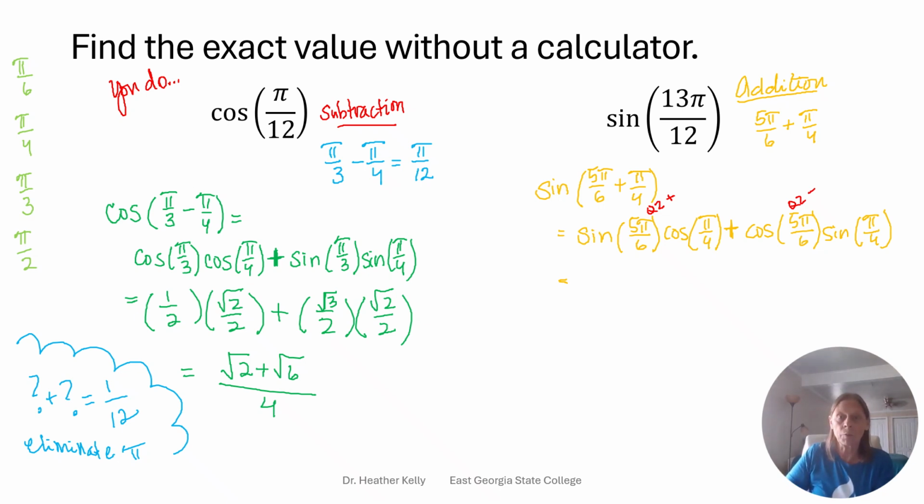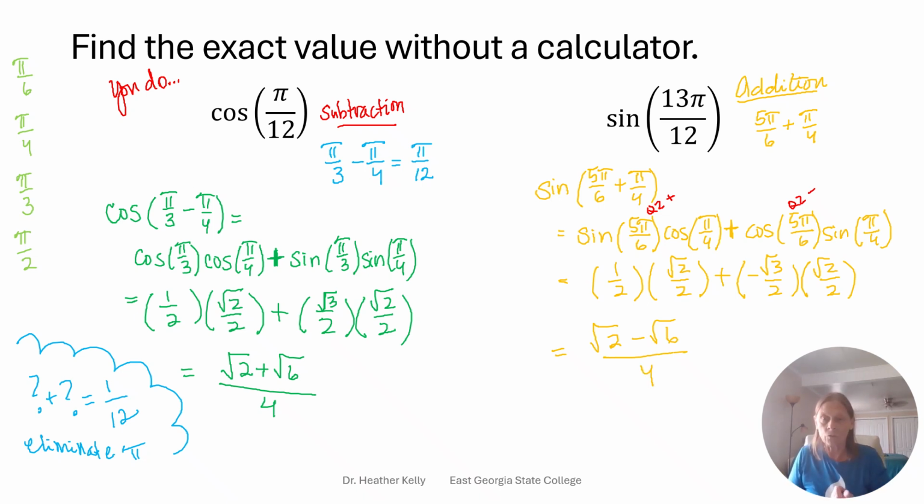Okay, so sine of 5 pi over 6 is 1/2 times cosine of pi over 4, root 2 over 2, plus cosine of 5 pi over 6 is going to be negative root 3 over 2, times sine of pi over 4, which is root 2 over 2. So here we wind up with root 2 minus root 6 over 4. Completely different angle. I believe even a different function than the last one we got like that.